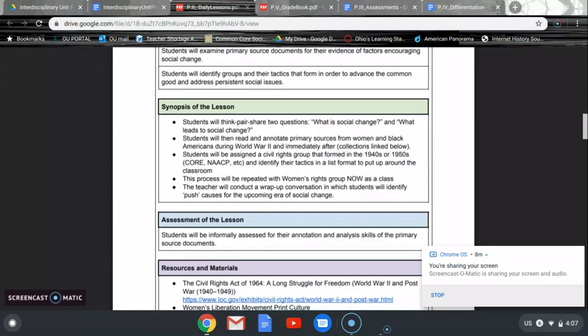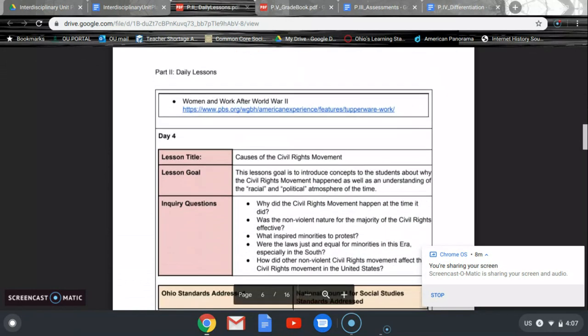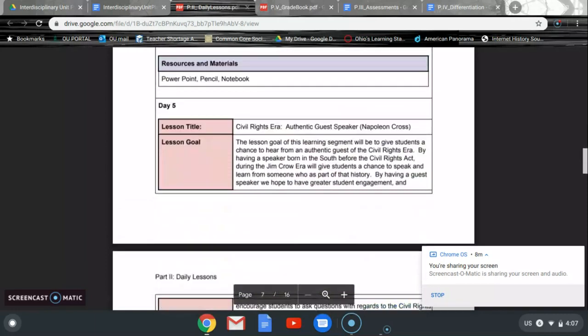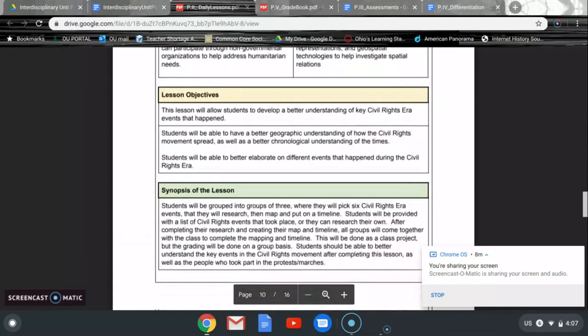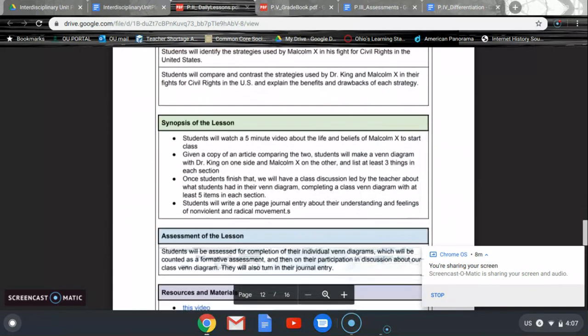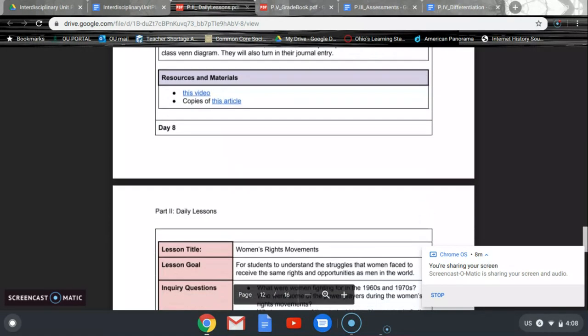Coming down to day 4 is when they start to get the causes of the civil rights movement, learning those very fact-based things. So we started very general and moved to more specific. And then when we get down to day 9 and day 10, we are really encouraging students to become critical about that knowledge that we've given them and to understand the outcomes of that.